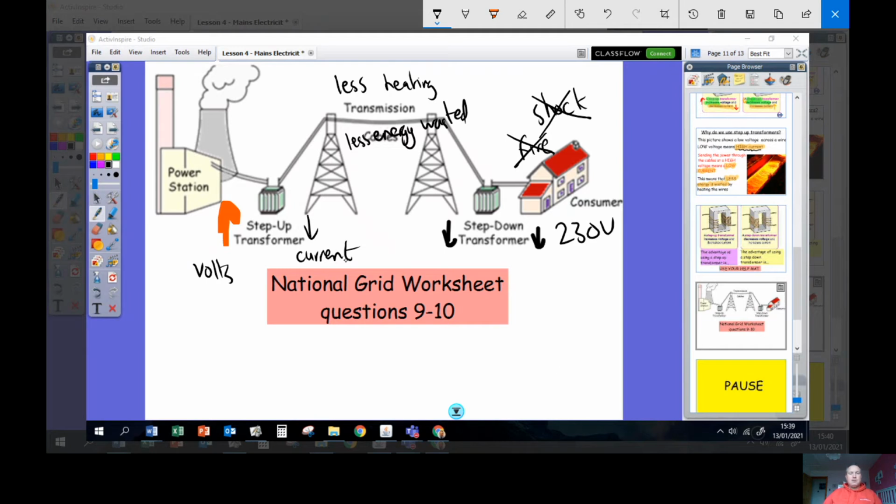So, step-up transformer to increase the voltage, reduce the current, and mean there's less heating in the cables. Step-down transformers to decrease the voltage to make it safer, so we're less likely to get dangerous electric shocks or for fires to start in our house.